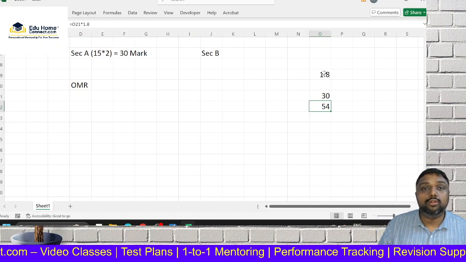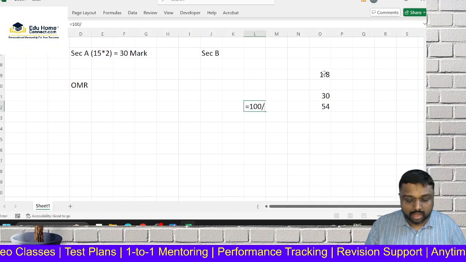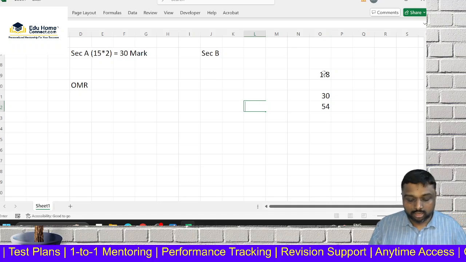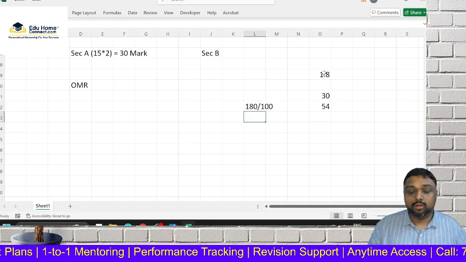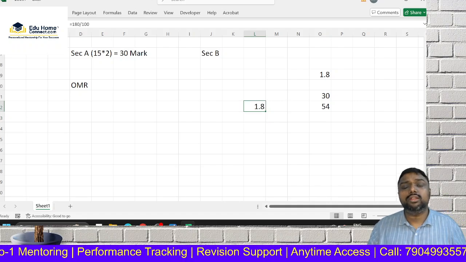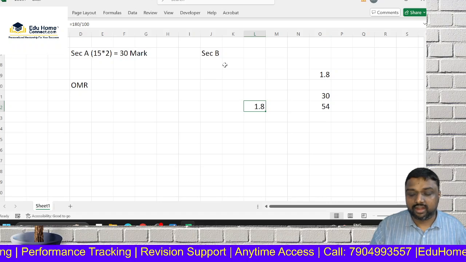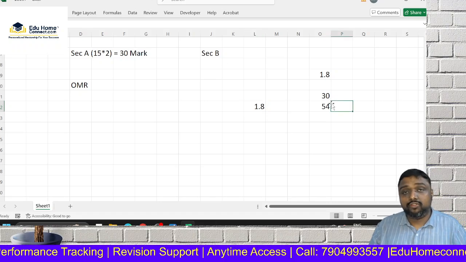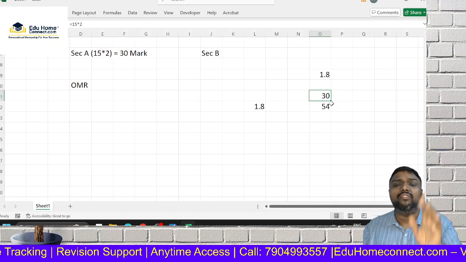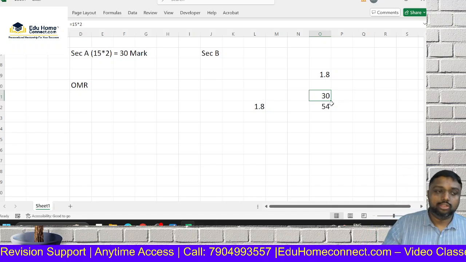But what will students do? See how this 1.8 comes: a 100 mark paper has 180 minutes, so one mark gets 1.8 minutes. But students work on all the other things for 2.5 hours and try to work out the MCQs in the last half an hour. The 54-minute proportion is there, but they take only 30 minutes. The problem is that at the end, pressure will come, heat will come, and we make small silly mistakes. So start at the beginning.